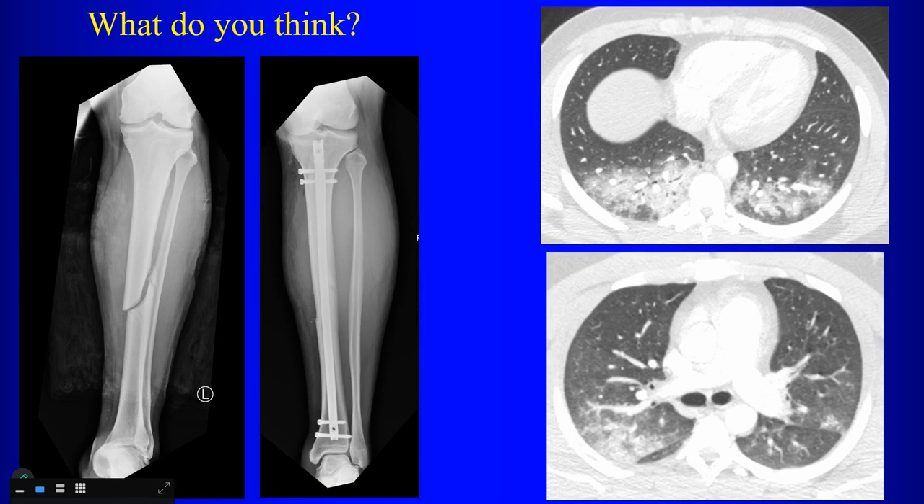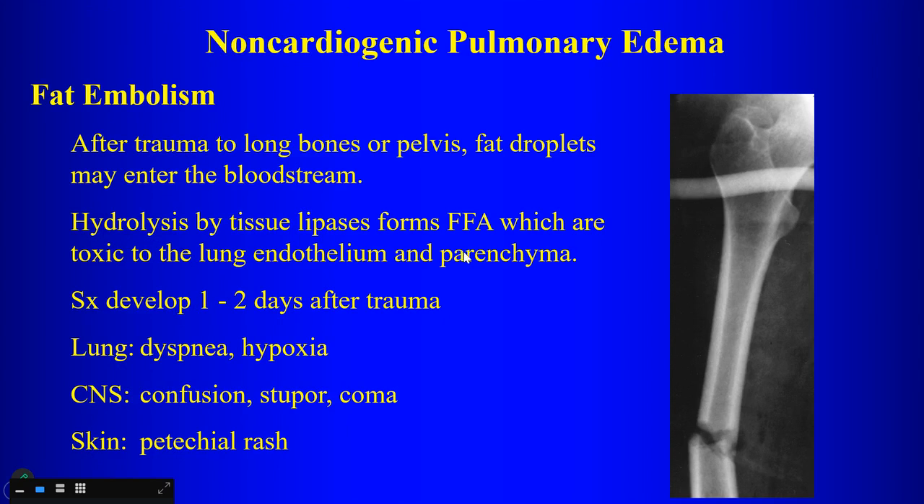Why is it delayed after the injury? Yeah, because it's a breakdown of the fat. So what happens is the fat droplets enter the bloodstream and they're hydrolyzed by tissue lipases to form free fatty acids. They're toxic to the lung endothelium, and that results in the pulmonary edema.